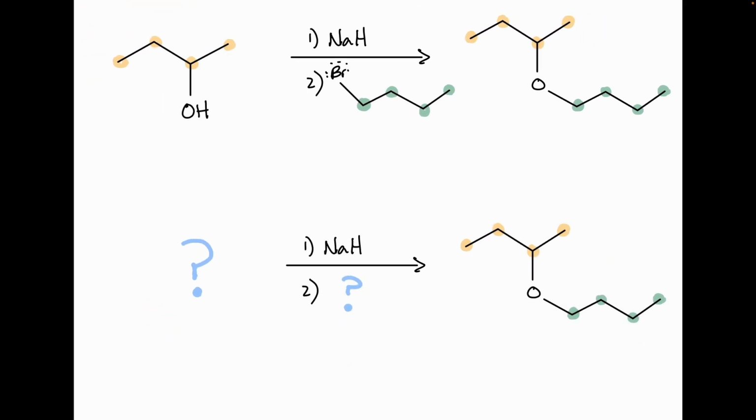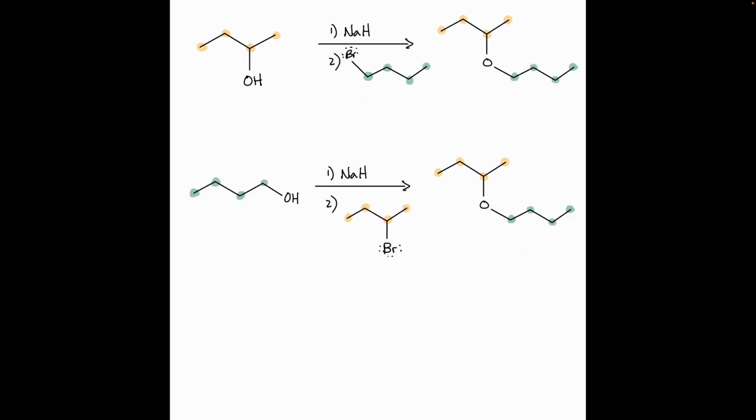All right, or I could have done the exact opposite and instead had the orange fragment, or rather the green fragment, be my alcohol. And the orange fragment be my alkyl halide. All right. Cool. So which one of these is correct? The method on top or the method on the bottom?